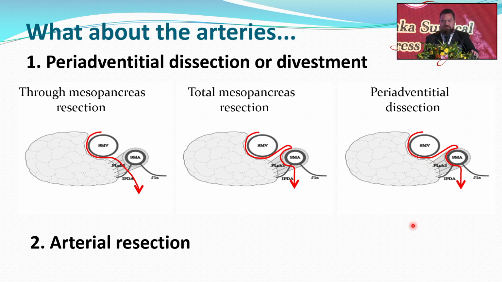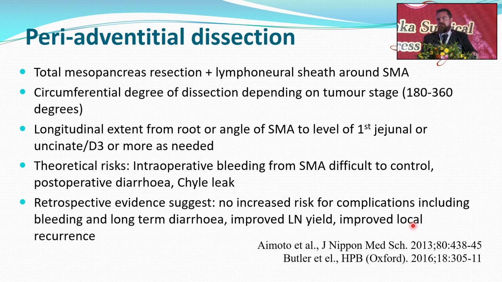And the periadventitial dissection is a technique that has been developed for borderline and locally advanced pancreatic cancer. In addition to the total mesopancreas resection, you add the periadventitial sheath of the SMA. That sheath is made of lymphatics and nerves, and it's a very good substrate for cancer cells to grow in. It's very rare that we see cancer invading the arterial wall. So we can basically strip the artery from its sheath as long as it's technically possible, for as many degrees as we want, for as much length as we want, and I have a few examples.